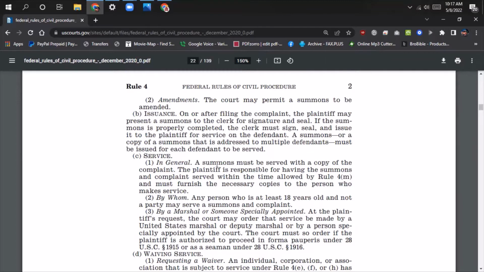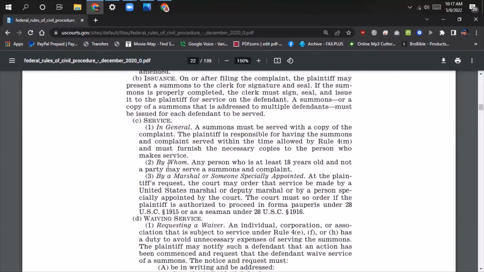In general, a summons must be served with a copy of the complaint. The plaintiff is responsible for having the summons and complaints served within the time allowed by Rule 4M and must furnish the necessary copies to the person who makes service. Two, by whom? Any person who is at least 18 years old and not a party may serve a summons and complaint. Three, by marshal or someone appointed.